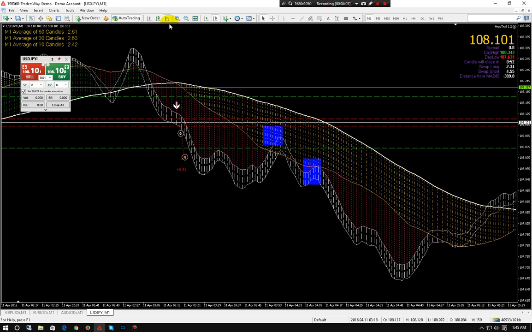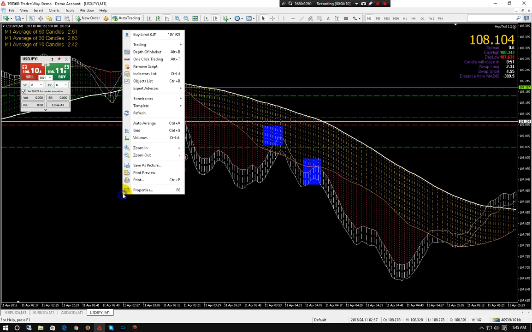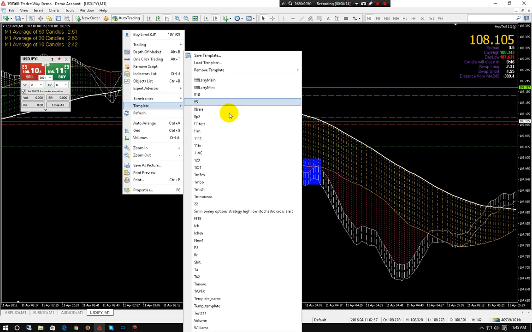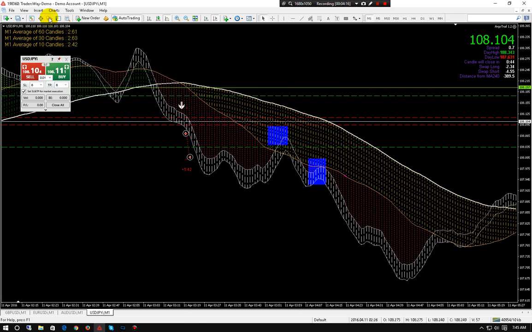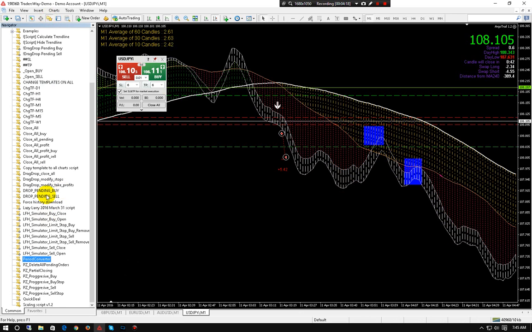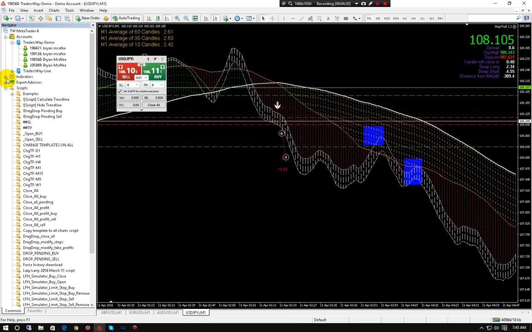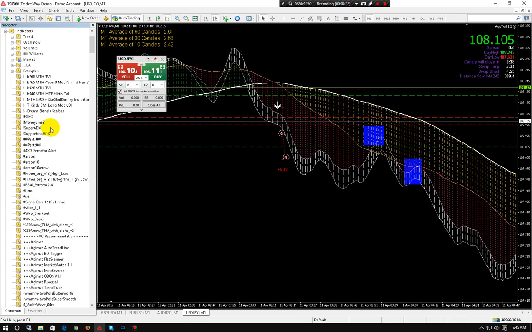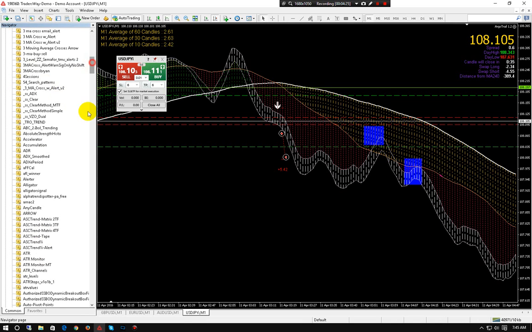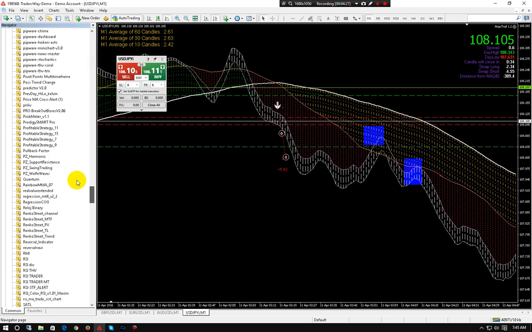Let me throw the candles back on real quick just so you can see when I loaded it. Let me just throw them back on manually, because I don't want to have to jump all the way back to this portion. Part 6, where are you?